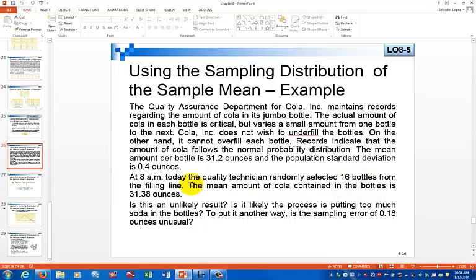All right, so we select 16 bottles from the filling line. The mean amount of cola contained in the bottles is 31.38 ounces. So of course, as expected, the mean of a sample is going to be different than the mean of the population. Is this an unlikely result? Is it likely the process is putting too much soda in the bottles? To put it another way, is the sampling error of 0.18 ounces unusual? 0.18 is the difference between 31.38 and 31.2.